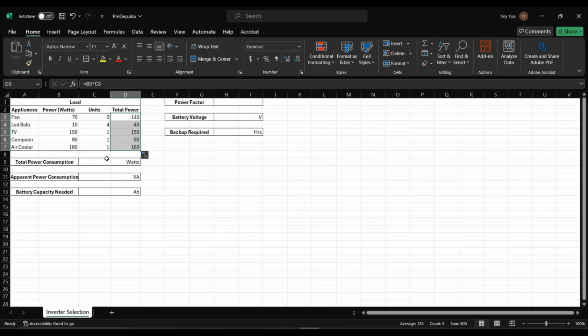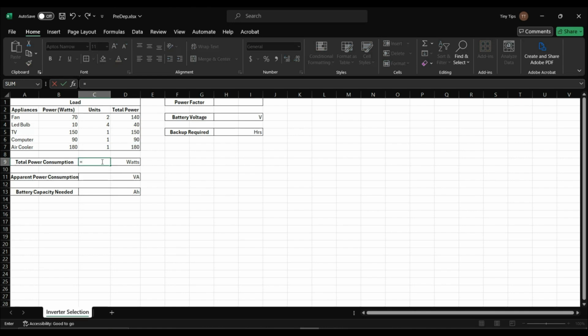Now, we need to calculate the total power consumed by our household electrical load. It will be equal to the sum of the power consumed by all the appliances. So, our total electric load consumption is 600 watts. This is the real power consumption of our household.